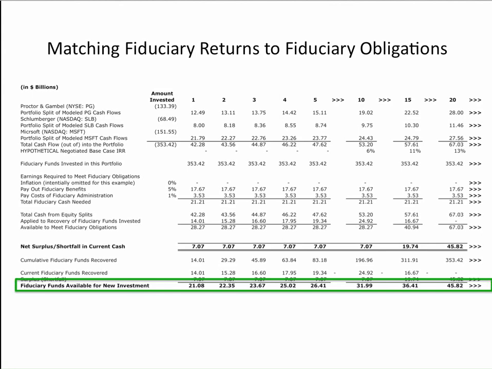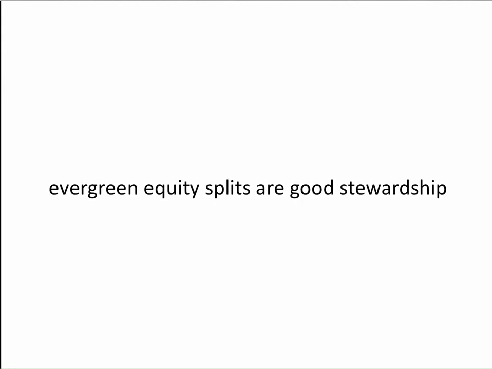If corpus is protected and benefits already funded, new investments can be pursued based on the impacts they will have. Some new investments will be selected for their positive financial impacts on fiduciary funds. That is good stewardship. Others can be selected as much, if not more, for their positive impacts on society. That also is good stewardship. In this way, you can see why it is that we say that evergreen equity splits are good stewardship.